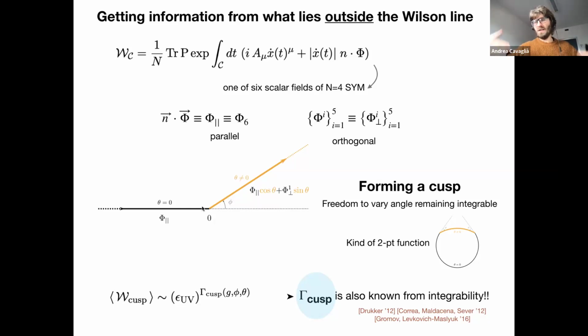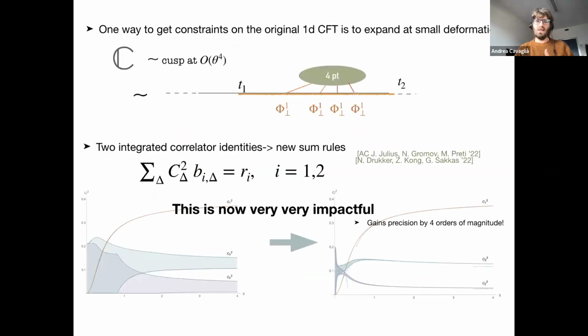This configuration, which is a sort of interface of these two rotated 1D CFTs in the 4D theory, is divergent, but this divergence is universal. It's described by the so-called cusp anomalous dimension, which is also known from integrability at all values of theta. So the idea is that if we can map this back to the original theory, this will give us some additional identities. Briefly, I'll just show it in a picture.